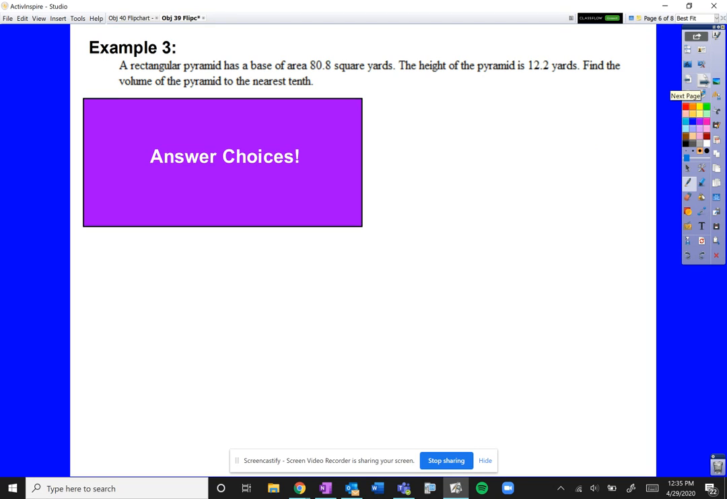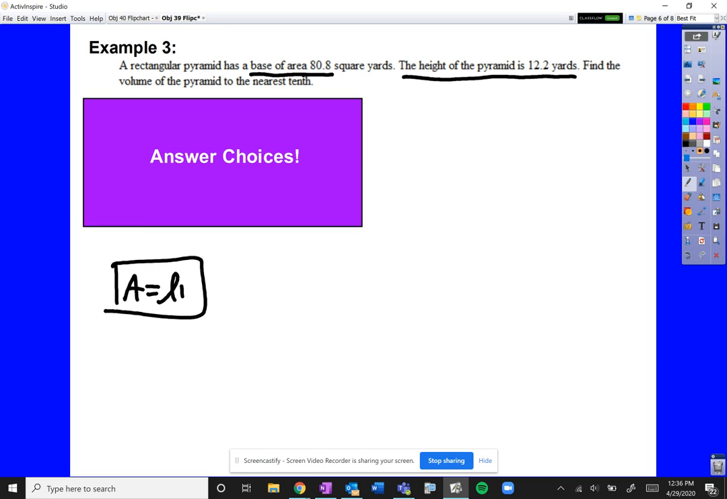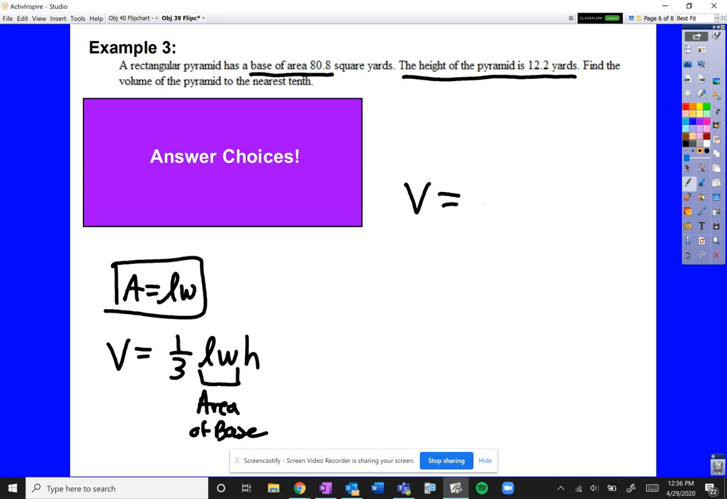Okay, so a rectangular pyramid has a base area of 80.8 square yards. The height is 12.2. Find the volume to the nearest tenth. So guys, think about it. In a rectangle, the area is length times width. So in the volume formula, if we're doing 1/3 length times width times height, well, length times width is just the area of the base. So that's where this formula comes in: 1/3 capital B times H, because remember, capital B just stands for the area of the base.